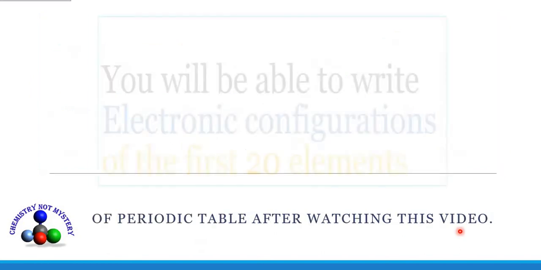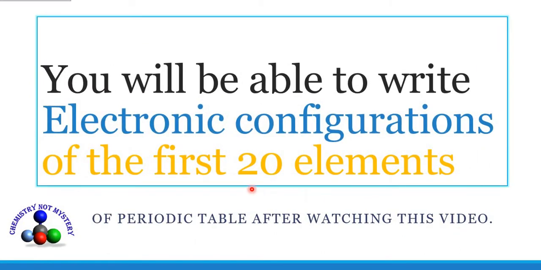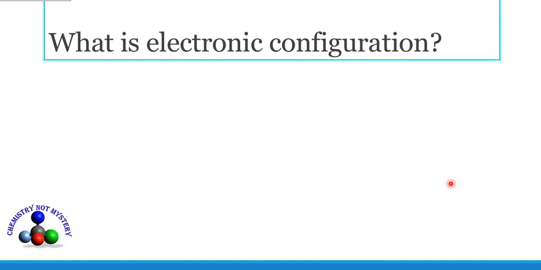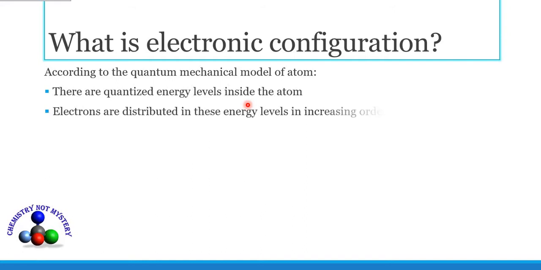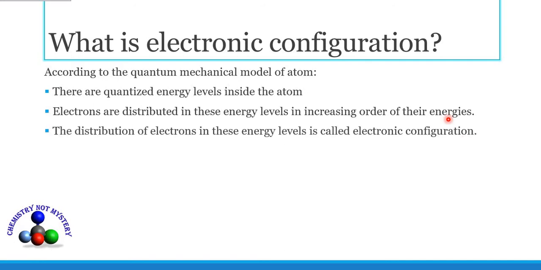After watching this video, you will be able to write the electronic configuration of the first 20 elements of the periodic table. First, try to understand what electronic configuration is. According to the quantum mechanical model of the atom, there are quantized energy levels inside the atom, and electrons are distributed among these energy levels in increasing order of their energies.